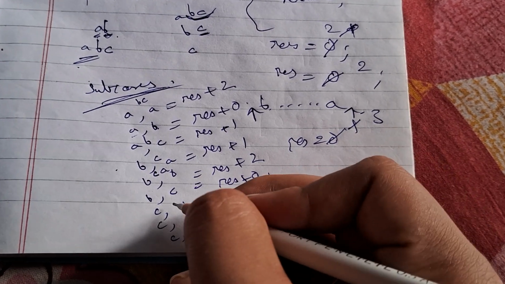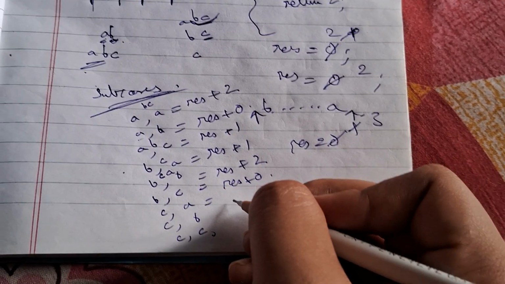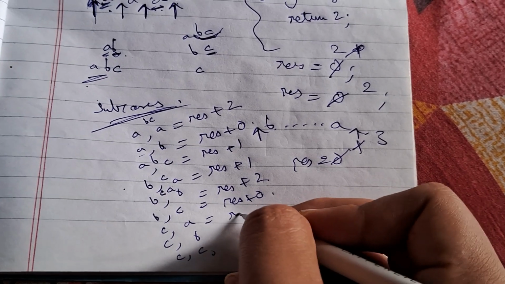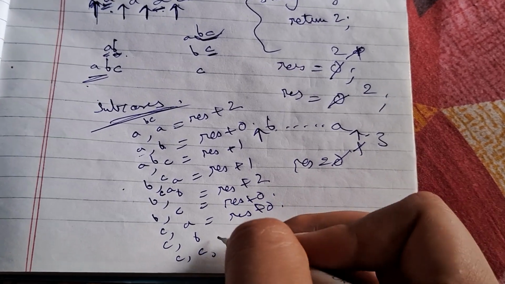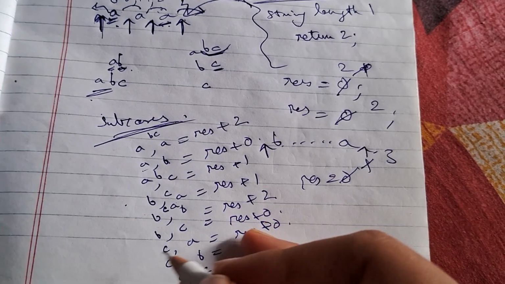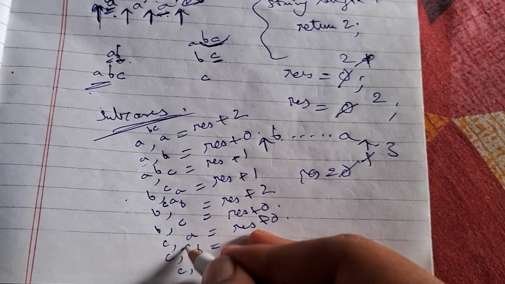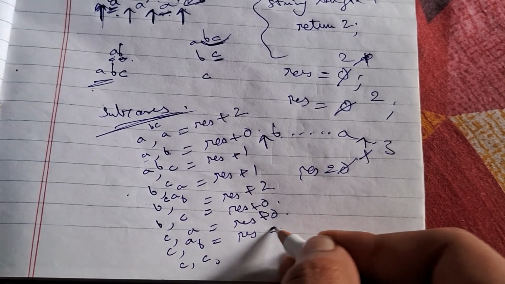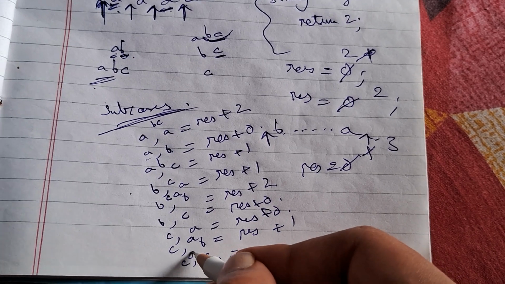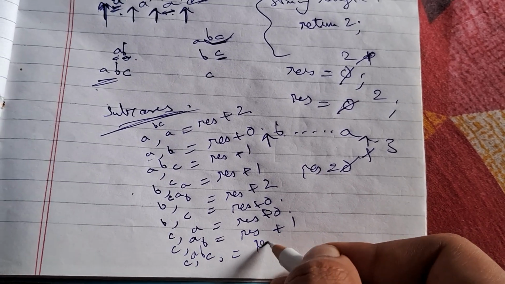For CA, you have to add nothing. Yeah, you have to add nothing. Okay, so result plus 0. For CB, A, B, C, A. So you have to add an A over here. So that is result plus 1. And for CC, you have to add A, B, C, A, B, C. So that is result plus 2.